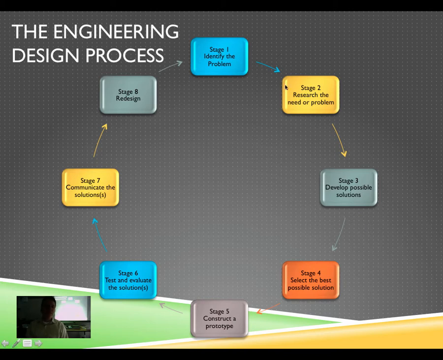All right, so we've identified our problem, which in this case is the goal to create a paper airplane that'll fly farther than 226 feet. Okay, we go on to stage two, which is going to be to research the need or problem. Just start by web search, studying obviously the video that we just saw, and we need to figure out the parameters of our project.